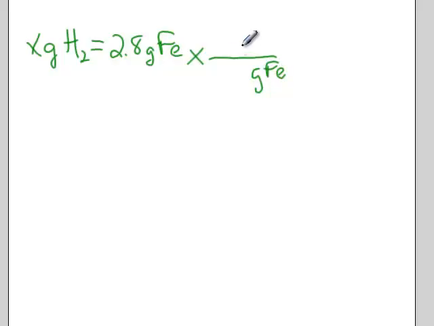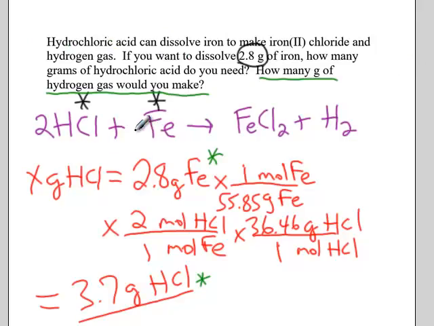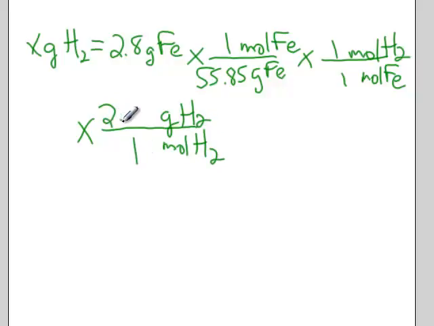So I'm going to start by saying how many grams of hydrogen could come from 2.8 grams of iron. Step 1, turn my grams into moles using the molar mass. Then once I have moles of iron, I want to turn that into moles of hydrogen, and I look at the equation. Iron to hydrogen is a 1-to-1 ratio. And then once I have moles of hydrogen, I can turn that into grams of hydrogen using its molar mass of 2.02. So I get an answer of 0.10 grams of hydrogen.